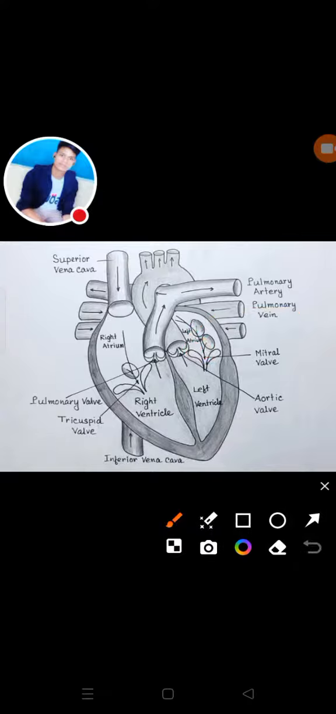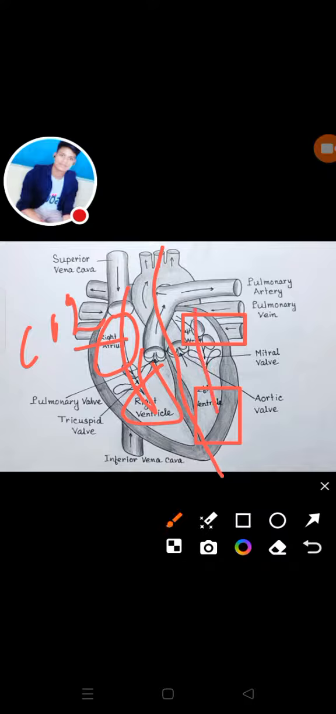Next question someone is asking: which chamber carries oxygenated blood and which carries deoxygenated blood? This is very easy. Just make two divisions of the heart, like this. The right side of the heart always carries the deoxygenated blood, the CO2 blood, and the left side of the heart always carries the oxygenated blood.